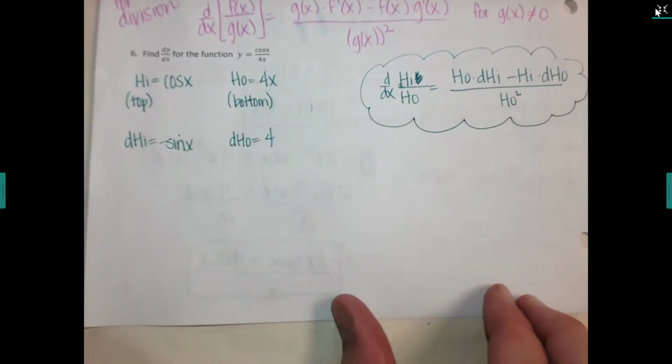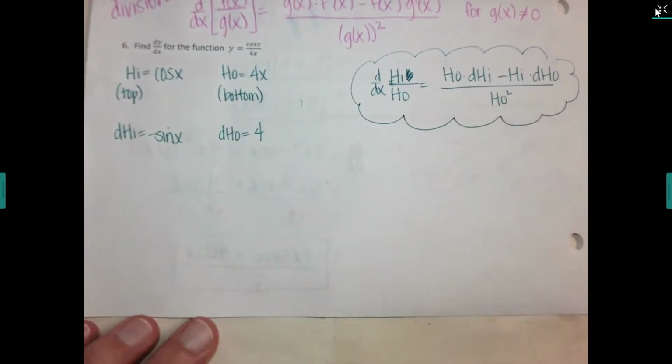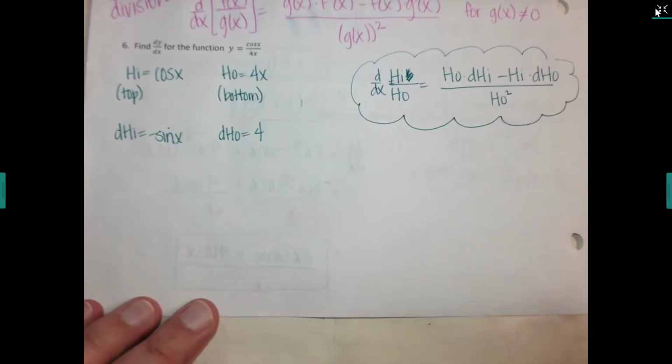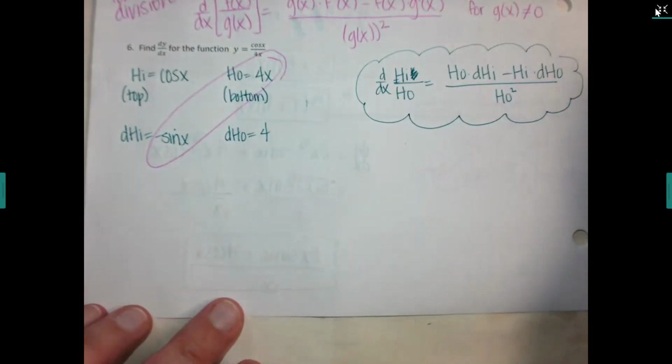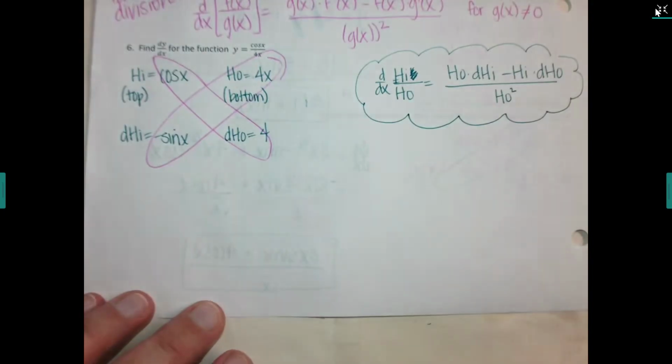Remember, when you subtract in quotient rule, the order of the diagonals does matter. For addition, 3 plus 5, 5 plus 3, same thing. But for subtraction, that's not true. So you have to do ho d high first, then minus high d ho. So let's write it out.